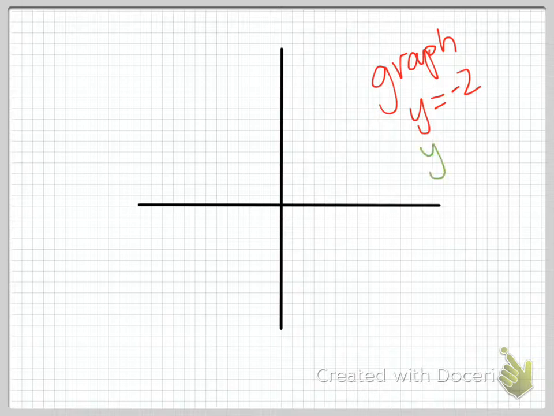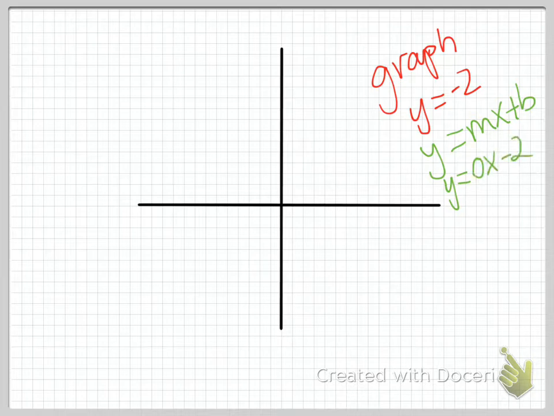Okay, so if we have it in y equals mx plus b, there is no x in this, so that means we know it's 0x minus 2. Okay, so that means if we start at negative 2, we go up 0 over 1. So we could go up 0 over 1, up 0 over 2, okay, it doesn't matter. Okay, so if we have y equals negative 2, okay, we're not going up anything, we're just going over. So it's going to look like this.